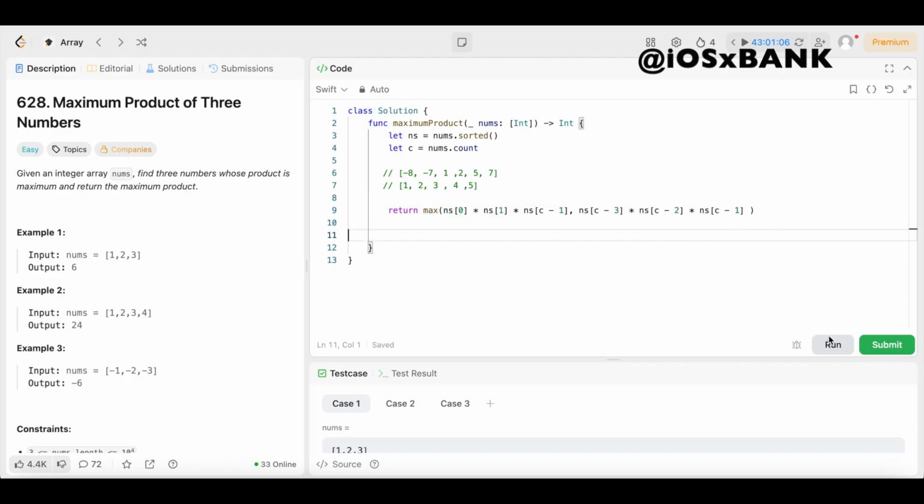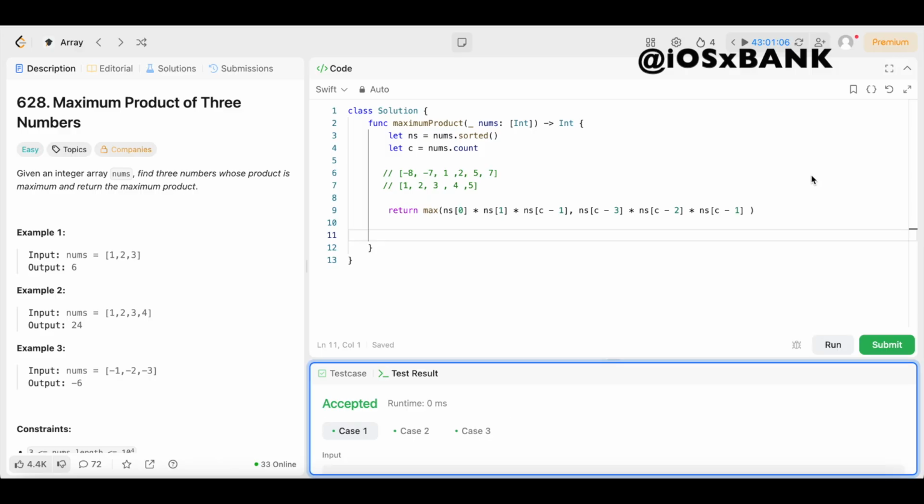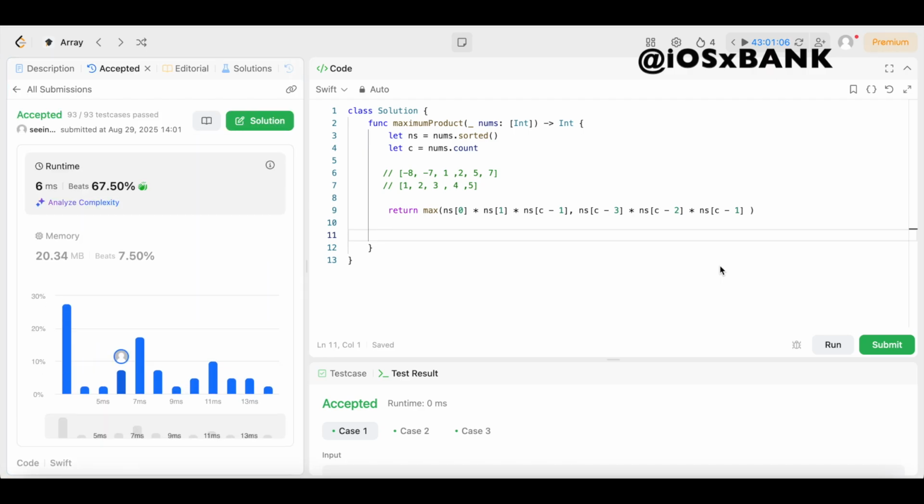And yeah, that's all the code, y'all. So let's go ahead and give it a run. Make sure it runs properly. It's that simple. Not difficult at all. So let's go ahead and submit it. Make sure it's still accepted after we submit it. Let's see. Okay, 6 milliseconds beats 67.50% of users. Not bad.